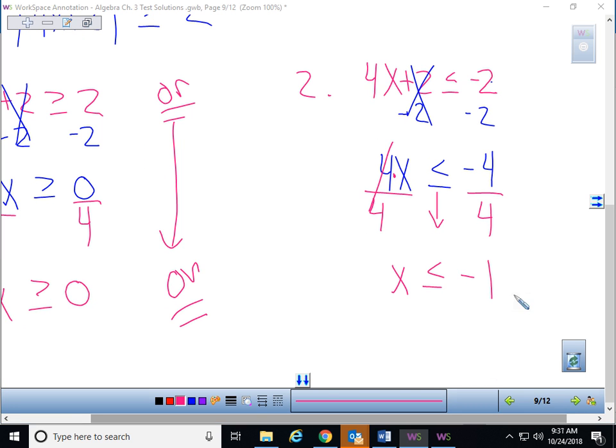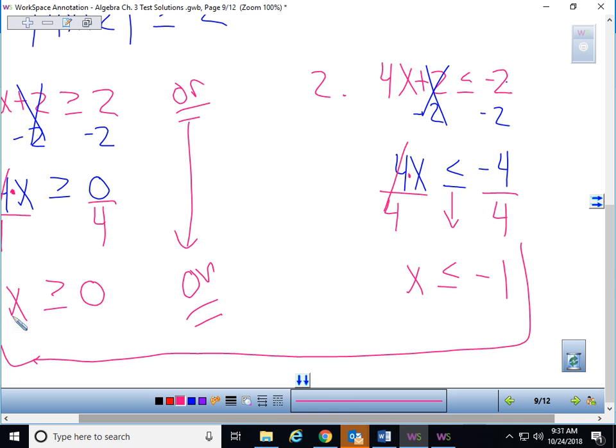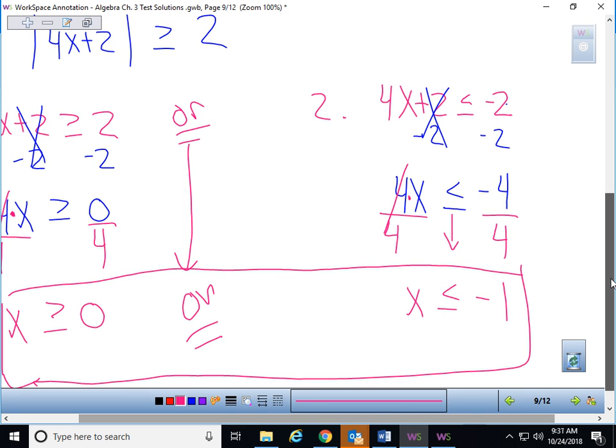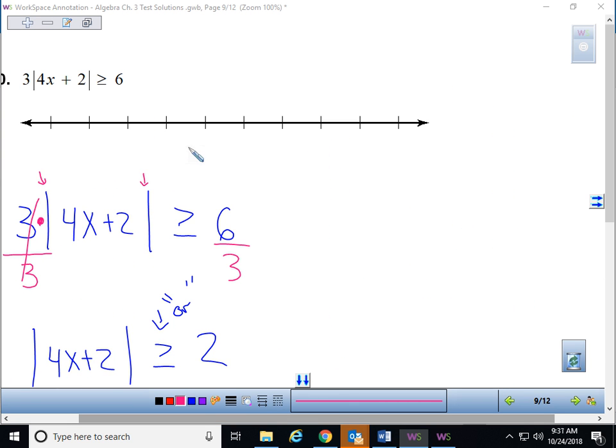So my answer, or my solution, is actually 2 inequalities. It's x greater than or equal to 0, or x less than or equal to -1. This is when the arrows point away from each other. So let me go back up here. Let's plot these numbers. I have, let's say, -1 right here, 0. Let's just do some normal numbers. Let's have 1 and -2.